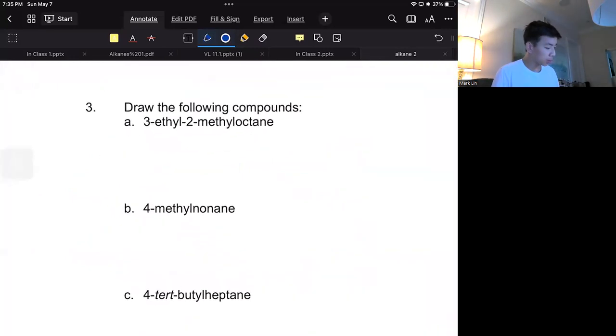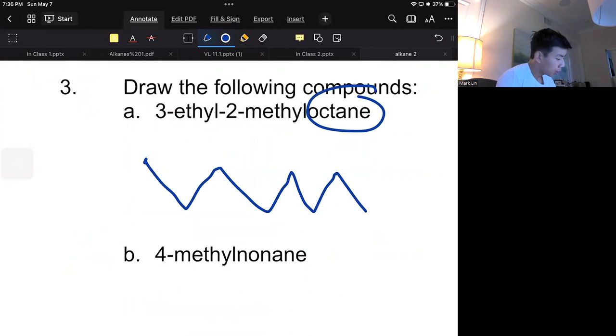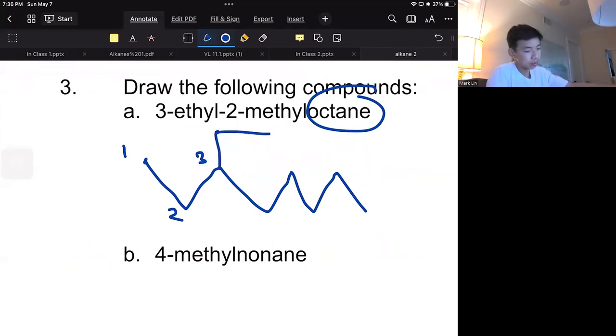Draw the following compounds: 3-ethyl, 2-methyl octane. So this is actually easier. Octane, we draw the base one. So we put down our pencil. That's going to be 1, 2, 3, 4, 5, 6, 7, 8. So at number 3, 1, 2, 3, this is going to be an ethyl. Ethyl is 2. And at number 2, it's going to be a methyl, which is just 1.